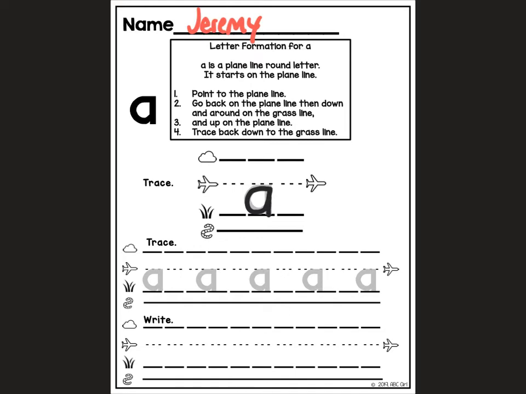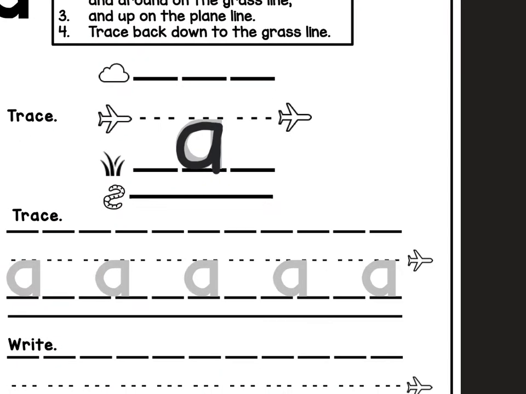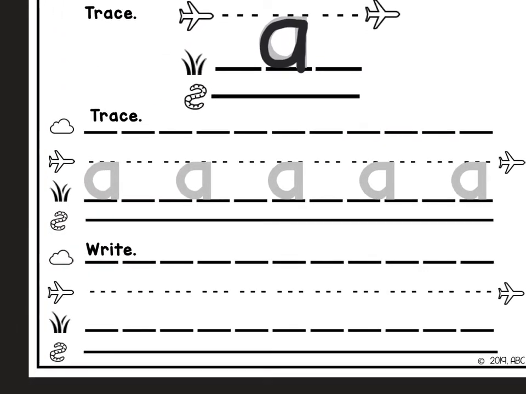Okay, let's try with red again. Let's go trace these letters. Start at the plain line, curve back on the plain line, go down to the grass line, curve back up, and trace back down. Okay, plain line, go back, curve around on the grass line, back up to the plain line, and down, straight down.